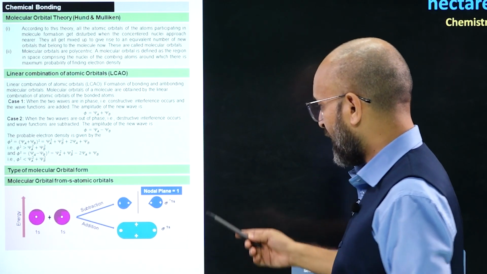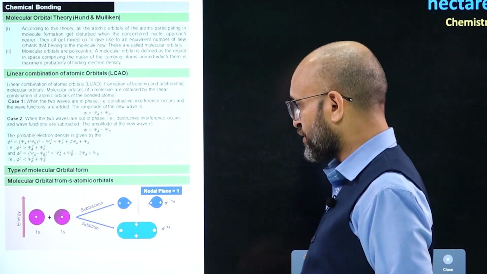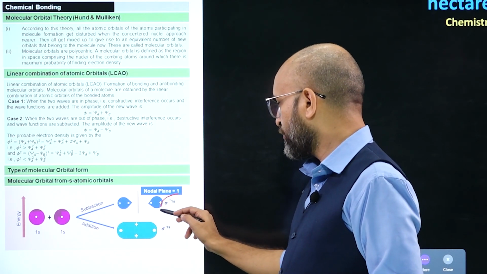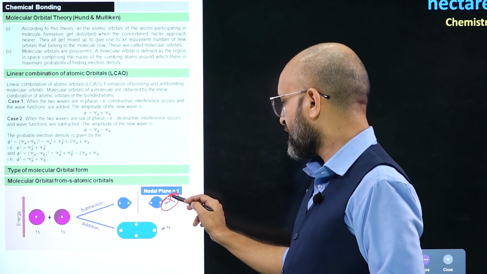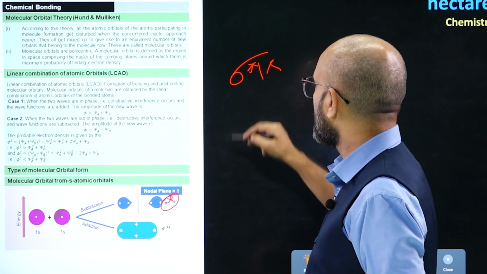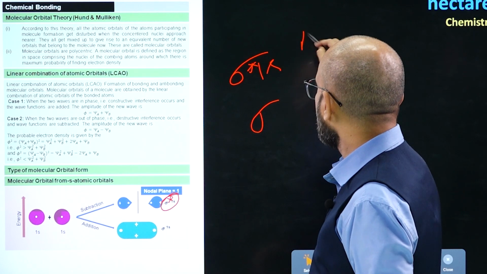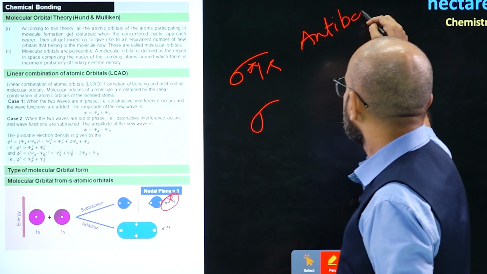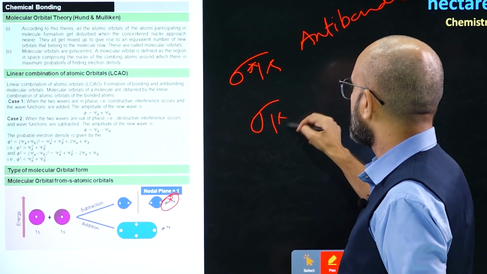Alright. So how will you differentiate? We differentiate by putting a star over here. So sigma 1s with a star over here is anti-bonding, and this is bonding.